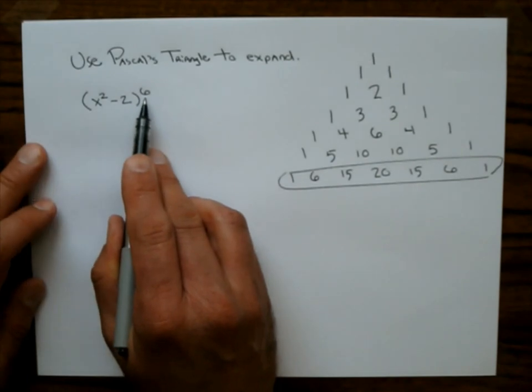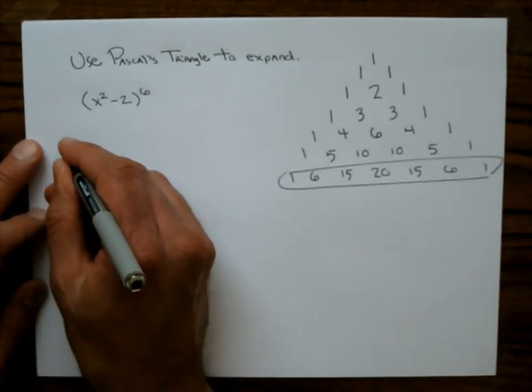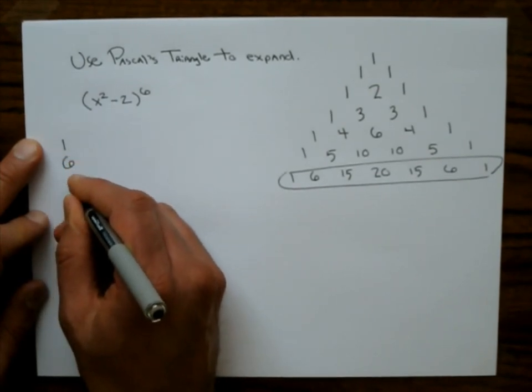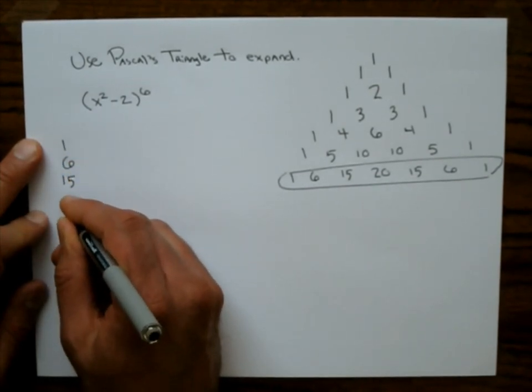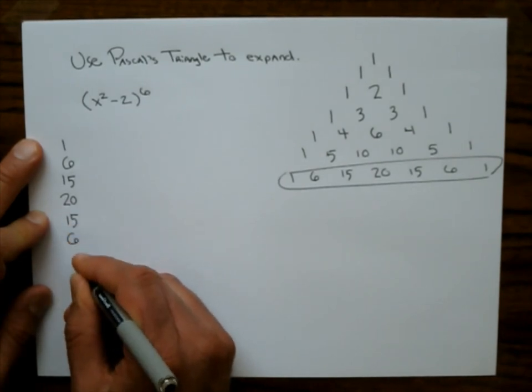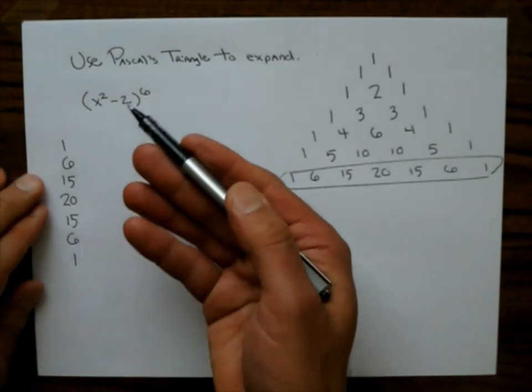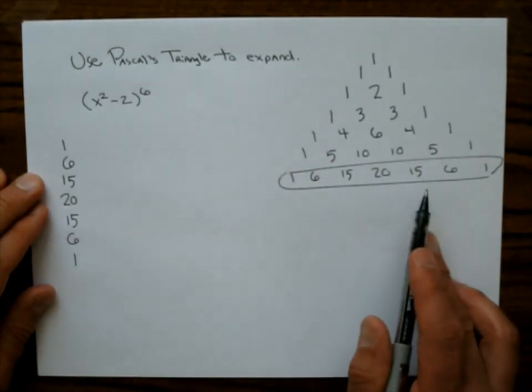So now what I'm going to do is write out these numbers, but in a vertical fashion. 1, 6, 15, 20, 15, 6, 1. What I'm really doing is something called the binomial theorem, but really we just have to show you how to do the problems this way. This will be good enough.